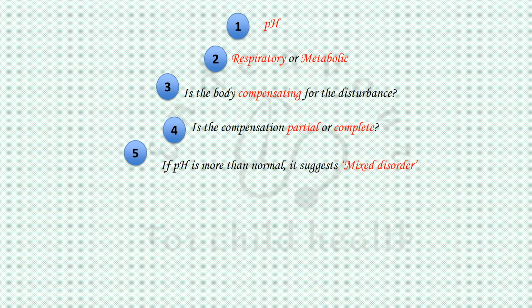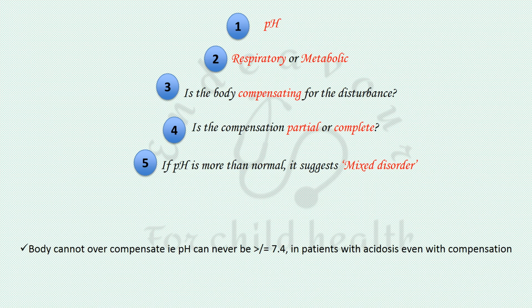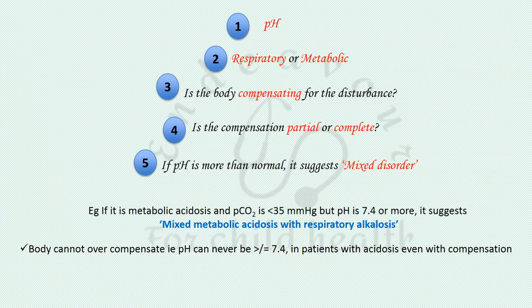Now suppose the pH is more than normal, then what does it suggest? It suggests some kind of mixed disorder. We know that the body cannot overcompensate. That is, the pH can never be more than or equal to 7.4 in patients with primary acidosis, howsoever much compensation may occur, because there are certain limits to compensation, as we had seen in the last slide.